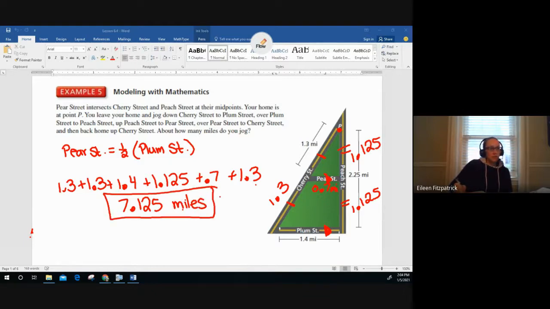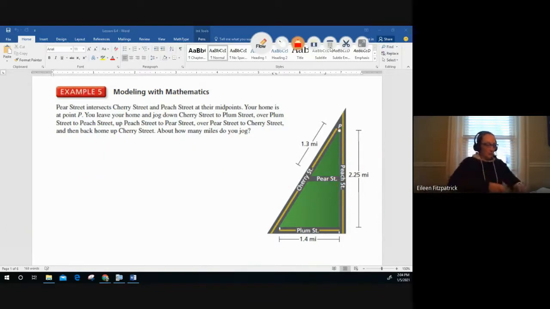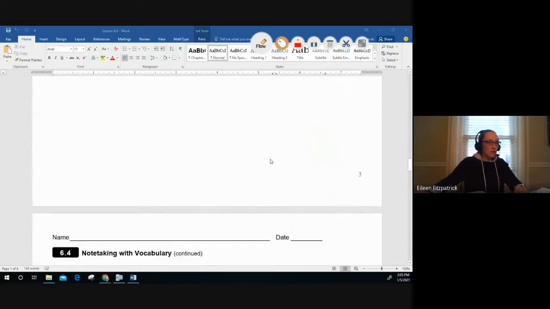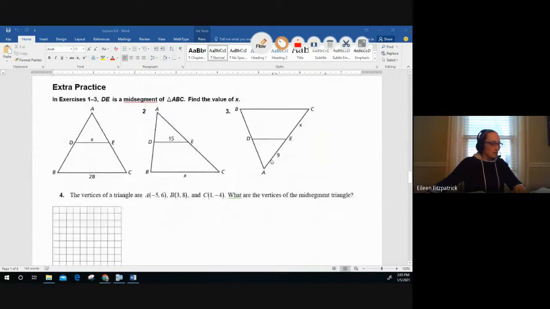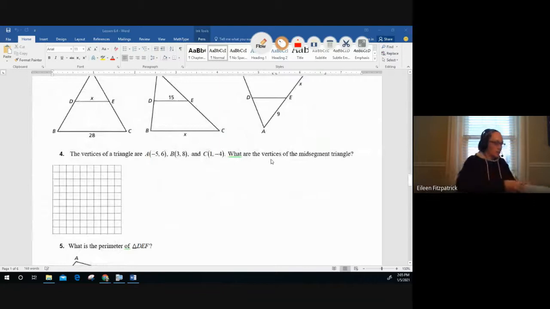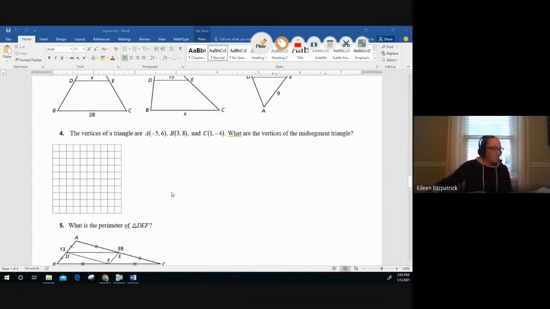Okay, so that's just the use of that mid-segment that we were talking about earlier. All right, let me see what else we're going to do. We're going to jump down to the extra practice. I think there's just one problem. Yeah, we're just going to do one more problem. We're going to do problem number 4.